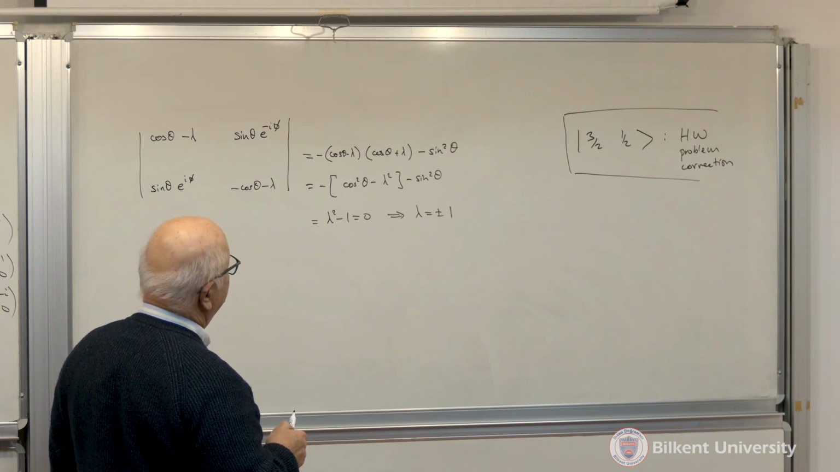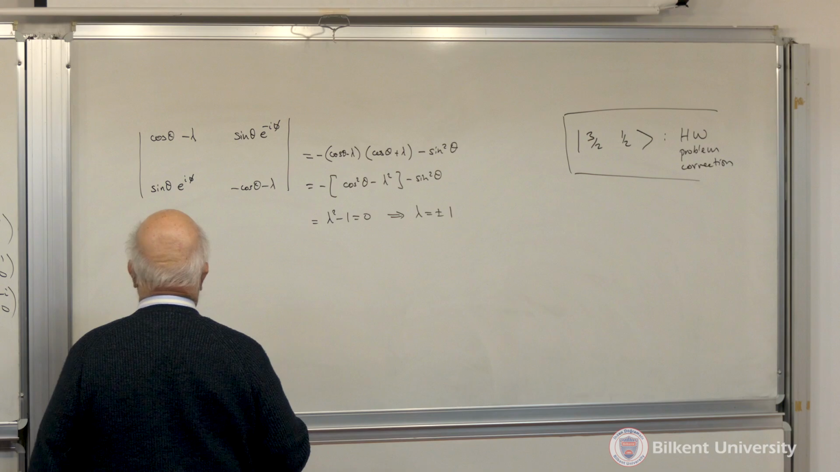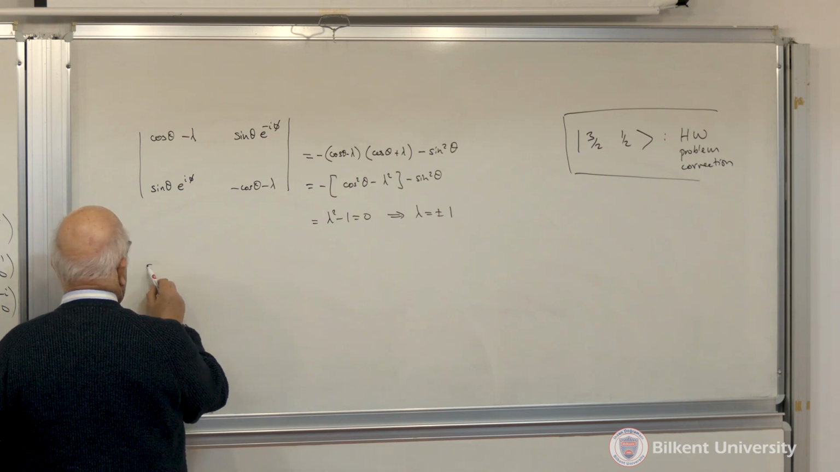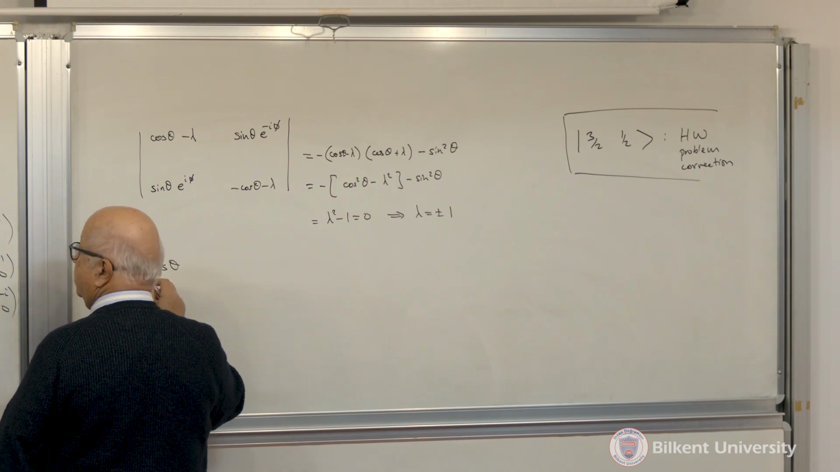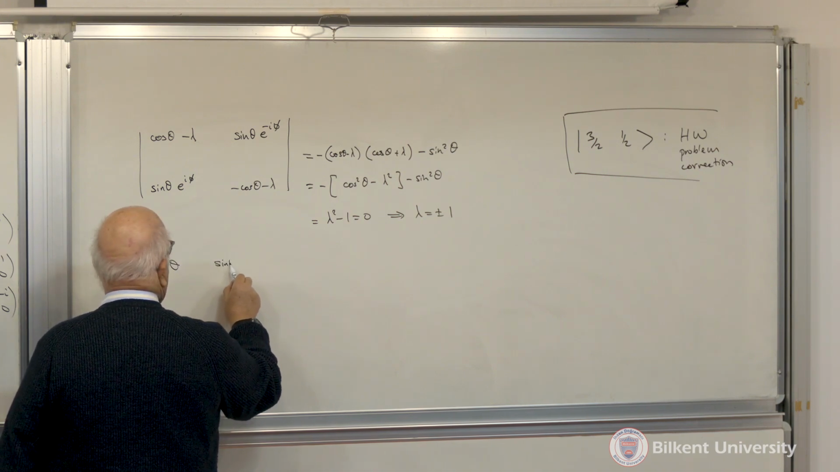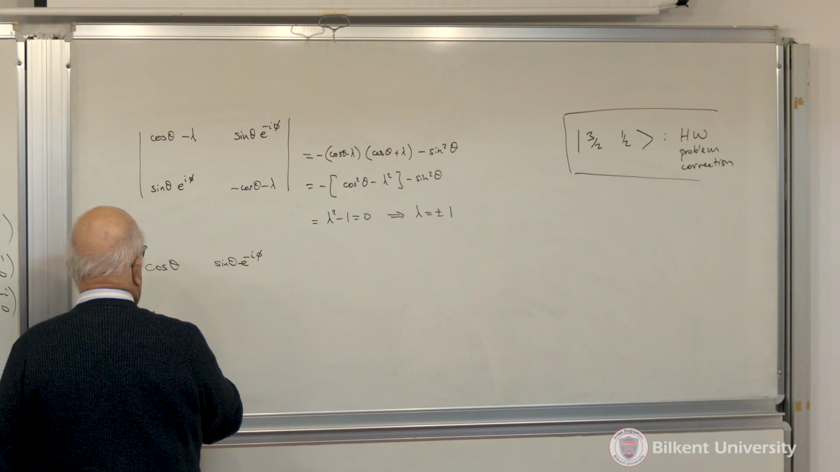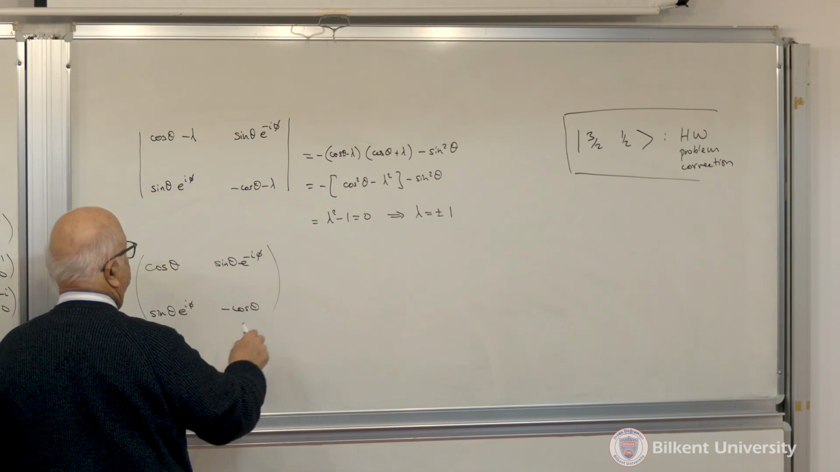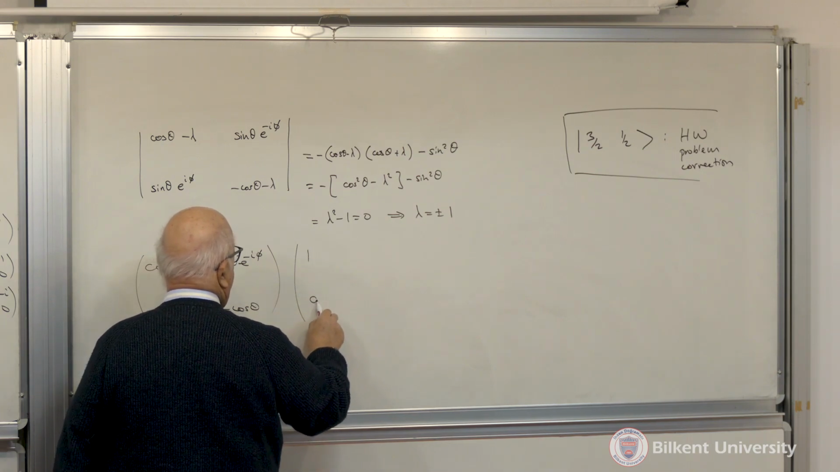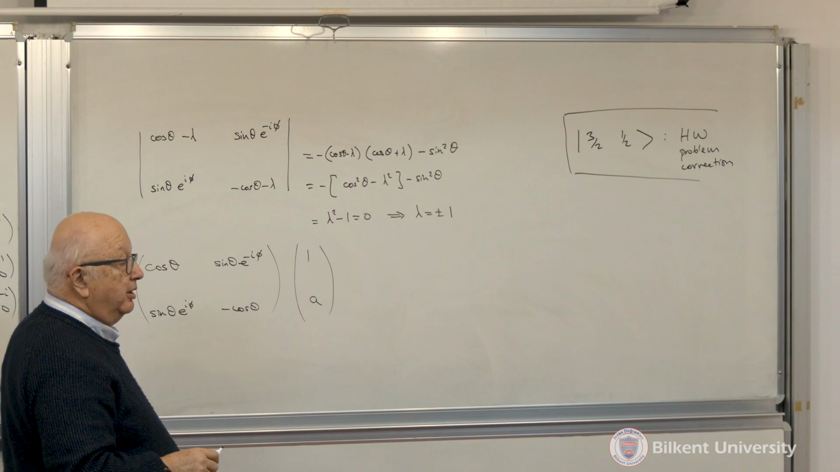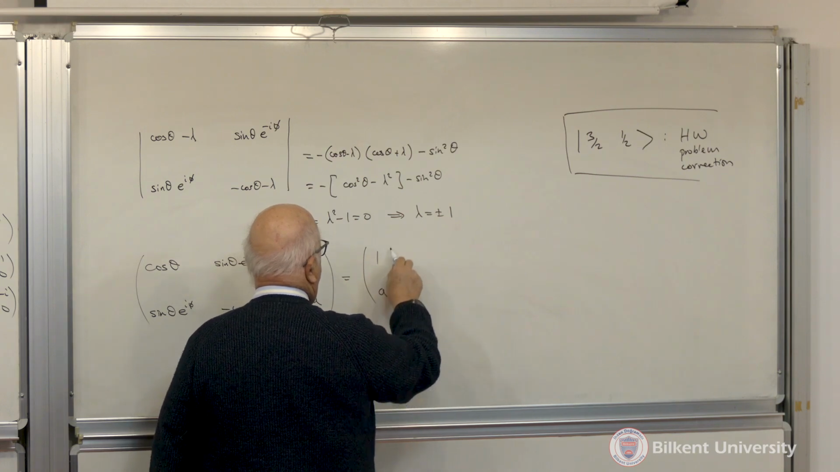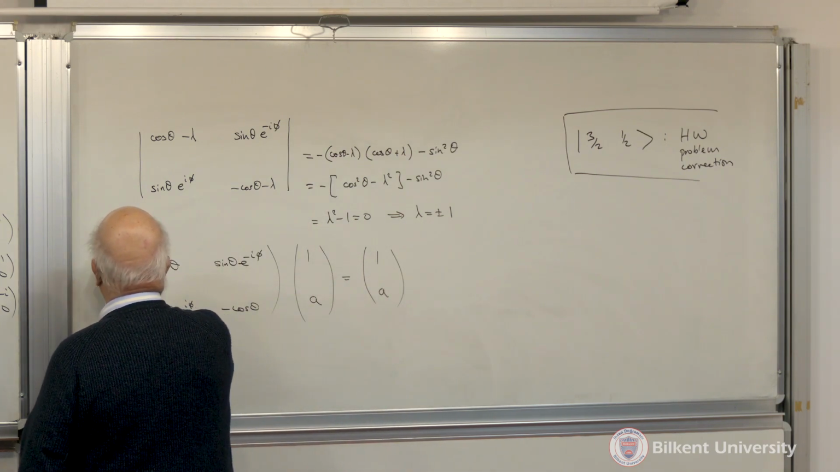Let's find the eigenvectors. I have to just solve a simple equation. The matrix is cosine theta, sine theta e to the minus i phi, sine theta e to the i phi, minus cosine theta. This multiplied by a vector, again my favorite vector, 1 and a, is going to give me one of these eigenvalues. Let's take lambda equal to 1. So we are looking at the lambda equal to 1 case.